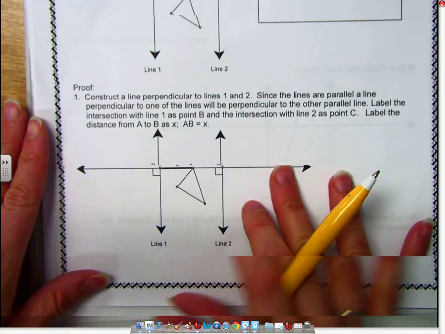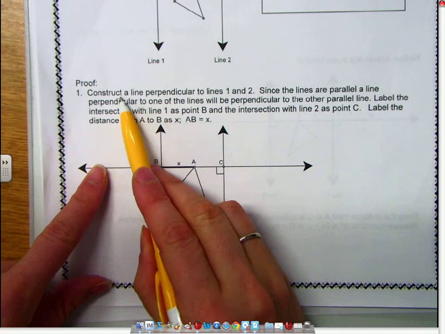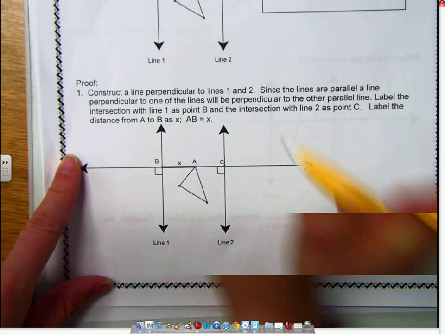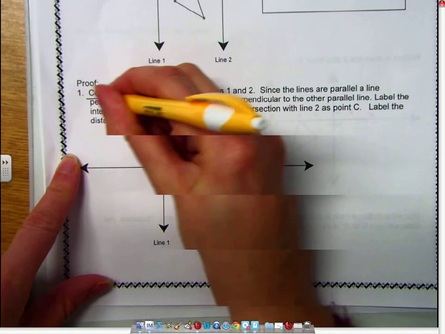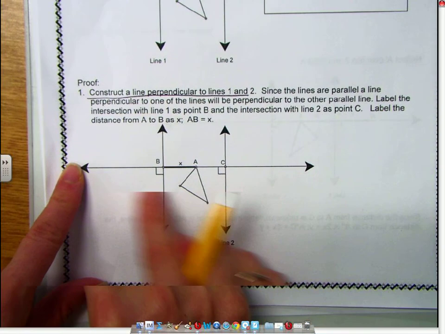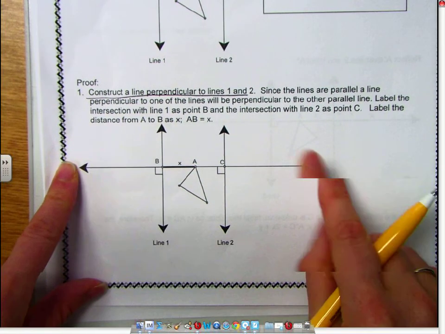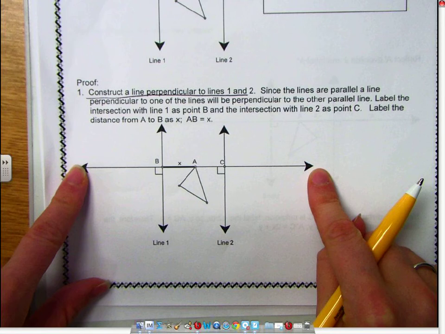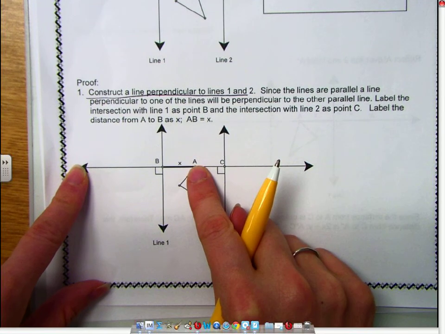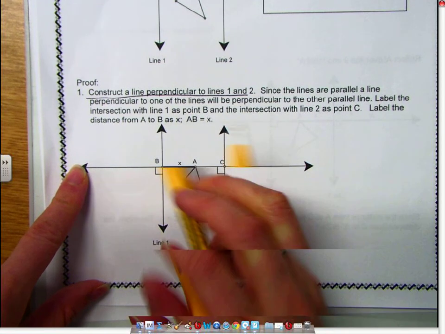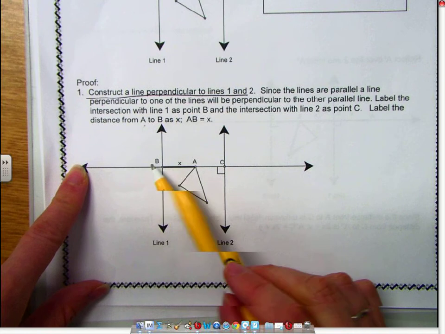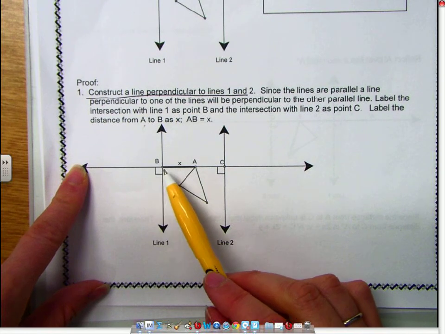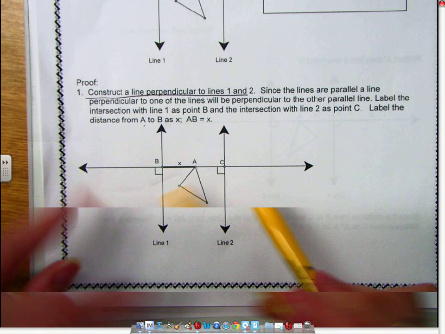Okay, so we're going to construct a line that is perpendicular to 1 and 2. This is the first step. Okay, this is very important. We're going to construct a line that is perpendicular to line 1 and 2 and goes through point A. Okay, since the lines are parallel to one another, since the lines are parallel, a line perpendicular to one will be perpendicular to the other parallel line.